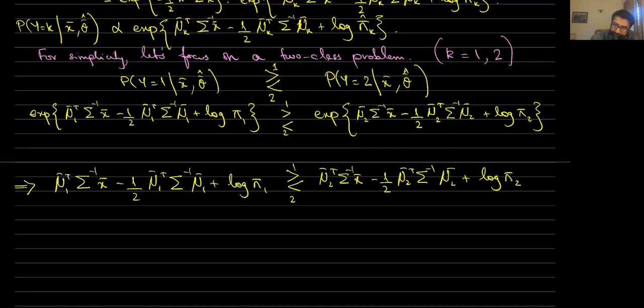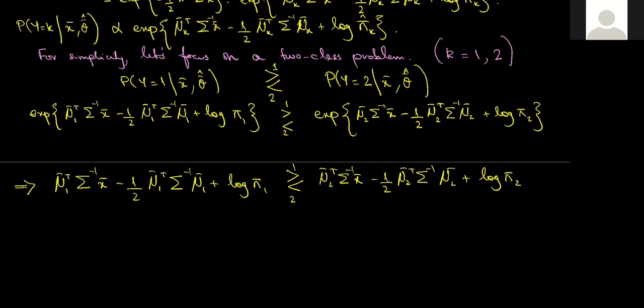ठीक है सर, आपने इसके ऊपर वाले step में mu 2 transpose की जगह सिर्फ mu 2 लिख दिया, इसलिए बोलते हुए भी थोड़ा issue आ रहा है. ओके ओके, let me see. Yeah, so this is transpose.